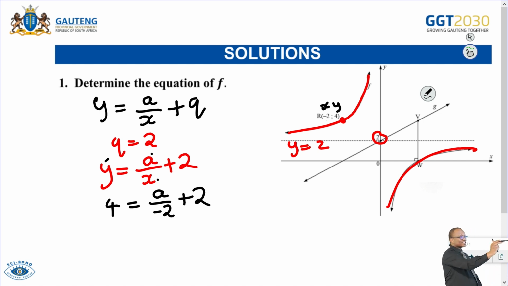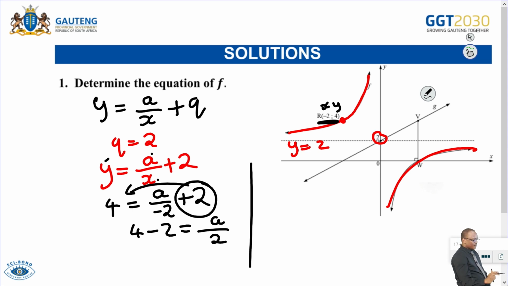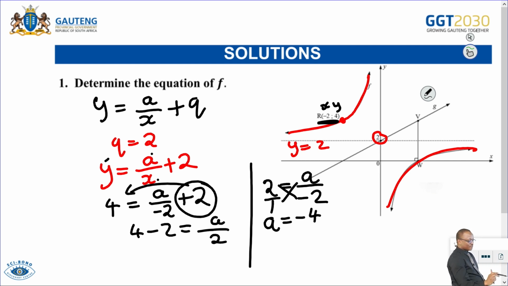So, by substituting the coordinate of r, we have now one unknown, which is A, and I will make A the subject of the formula. I will now transpose. So it's going to be 4 minus 2 is equal to A over negative 2. Then 4 minus 2 is 2. You divide by 1, you cross multiply. A multiplied by 1 is A. Then 2 multiplied by negative 2 is negative 4.